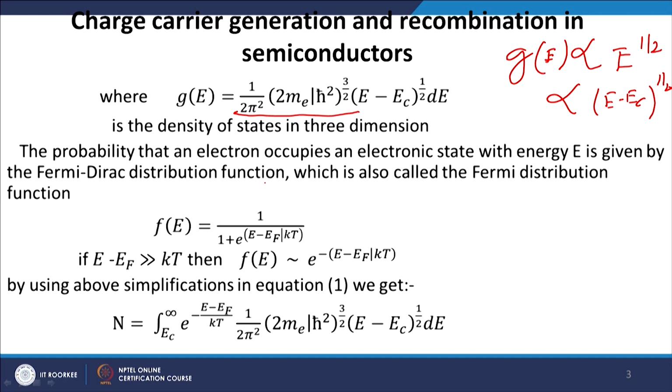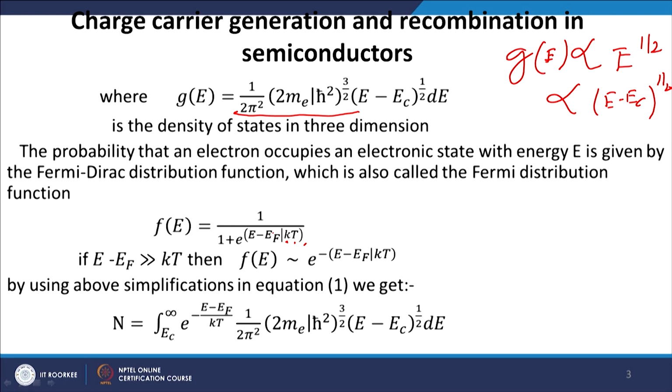The probability that an electron occupies an electron state with energy E is given by the Fermi-Dirac distribution function, which is also called the Fermi distribution function. And what is that Fermi distribution function? F(E) is equal to 1 divided by 1 plus e to the power (E minus Ef) by kT, where k is the Boltzmann constant, T is the temperature and Ef is the Fermi energy.